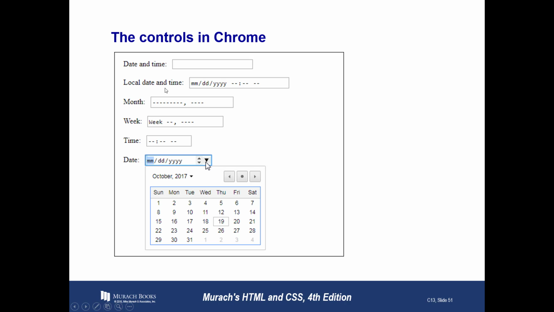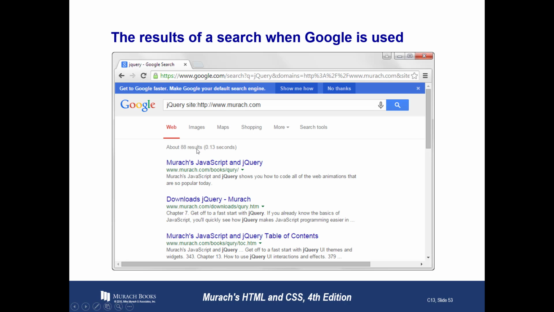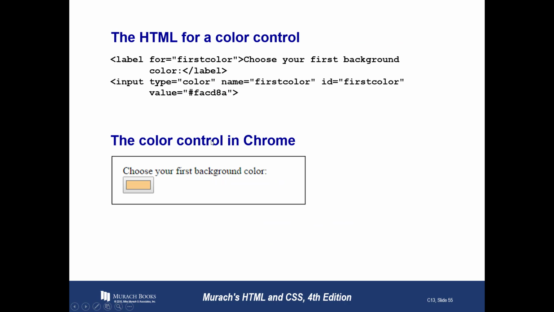There's date and time controls. These are nice. This is called a date picker. So especially if you work for an organization that, for example, used things like calendars to set up appointments, that could be very nice. You can put in search controls. All right. Pop you into Google.